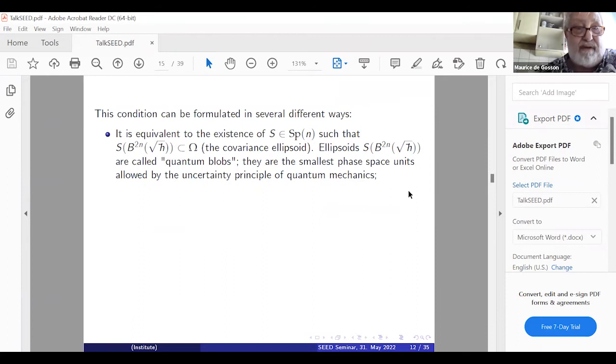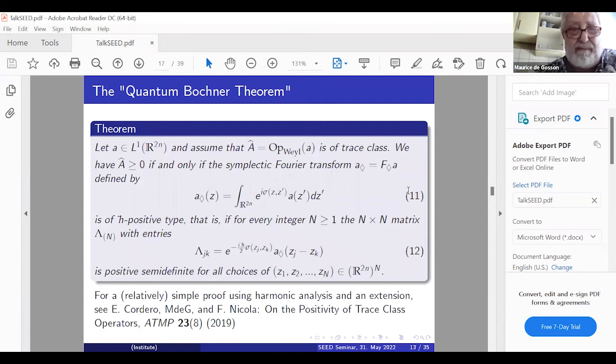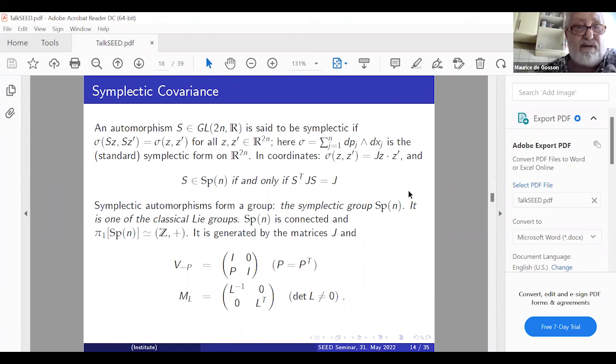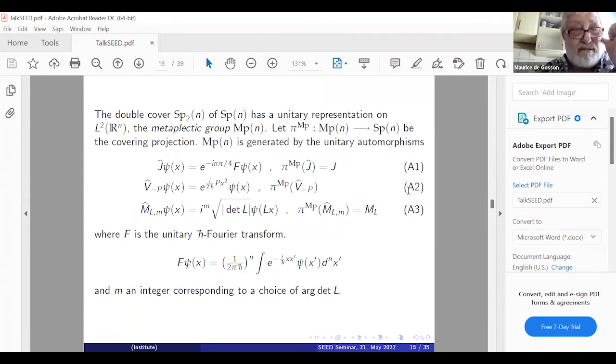Good. So perhaps it's okay. The quantum Bochner theorem, I'm going to avoid that because it's perhaps a little bit advanced here. So, symplectic covariance. Yeah. So here's the definition of the symplectic group. It turns out that the symplectic group has a unitary representation on L2, which is called the metaplectic group Mp(n). It means here that to every symplectic matrix, you can associate exactly two operators on L2(R^n). These operators are called the metaplectic operators. They form a group, Mp(n), a covering group of Sp(n), actually.